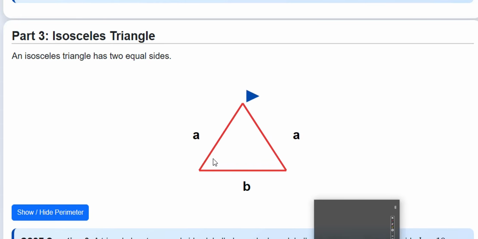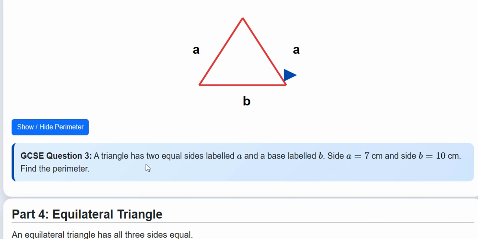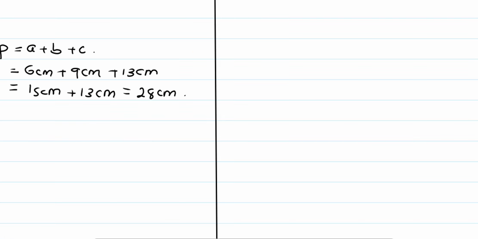If I say, using an example now, a triangle has two equal sides labeled as A, and then the base is labeled as B, and then you're told side A is 7 centimeters, and side B is 10 centimeters. Then find the perimeter. Then here the perimeter becomes, let me do it here, perimeter is equal to A for the first side, then again A, because those two sides are equal, then plus B, the side which is not equal to these two.